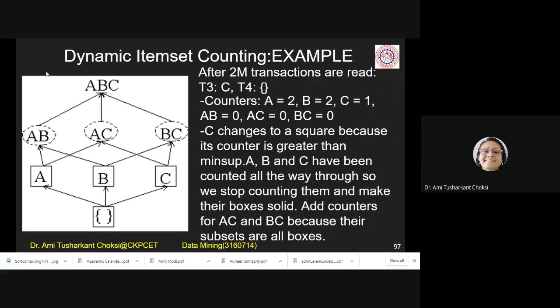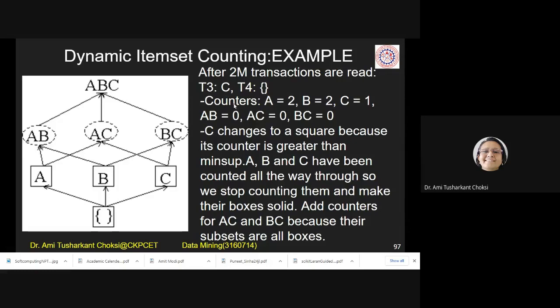Now, after 2M transactions are read, what do we mean by 2M transactions? M transactions means 2 transactions we have read. Now 2M transactions, so 2 into 2, that means 4 transactions are read, right? So first M we have considered. Now let us consider the remaining 2, so T3 and T4. T3 is C and T4 is empty.